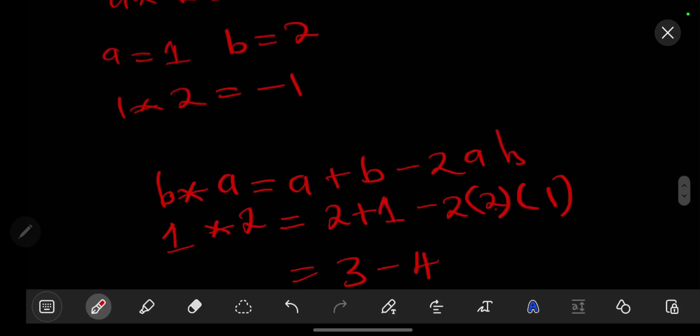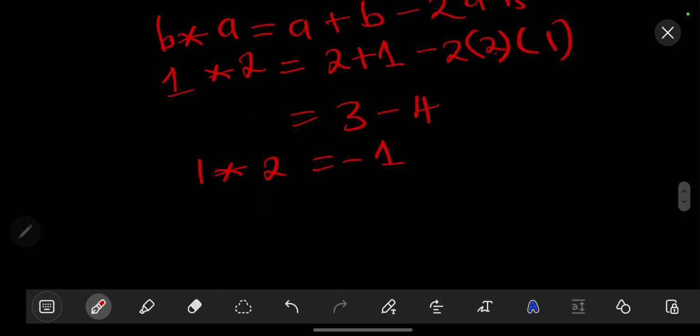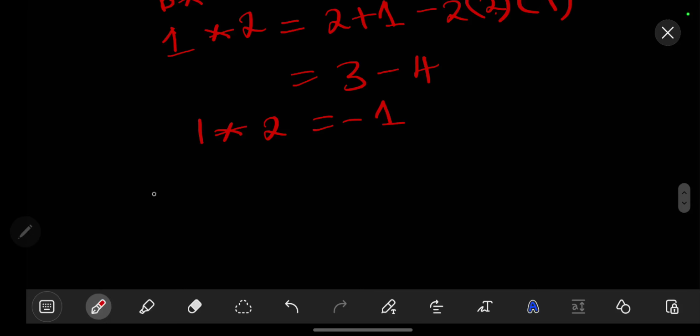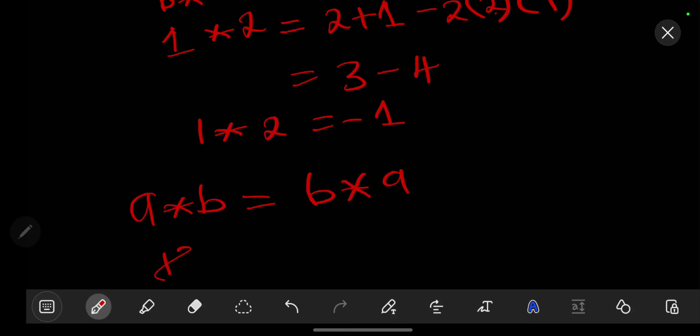So that means we are going to have something like this. Since our a star b is equal to b star a, we can say that they are commutative.